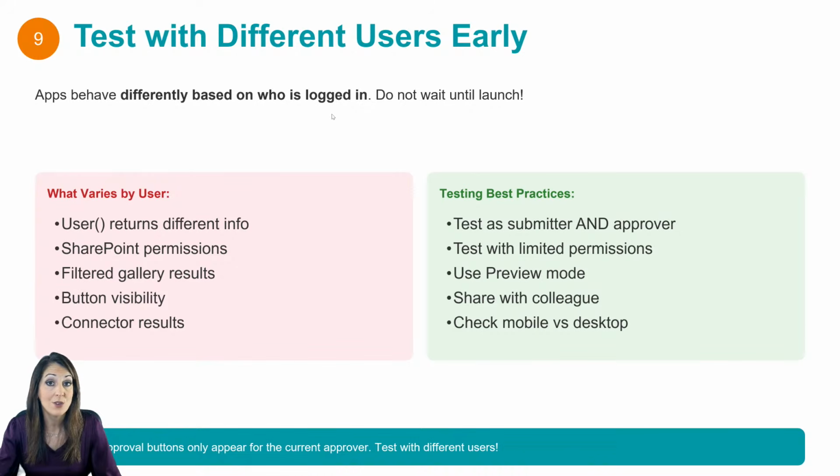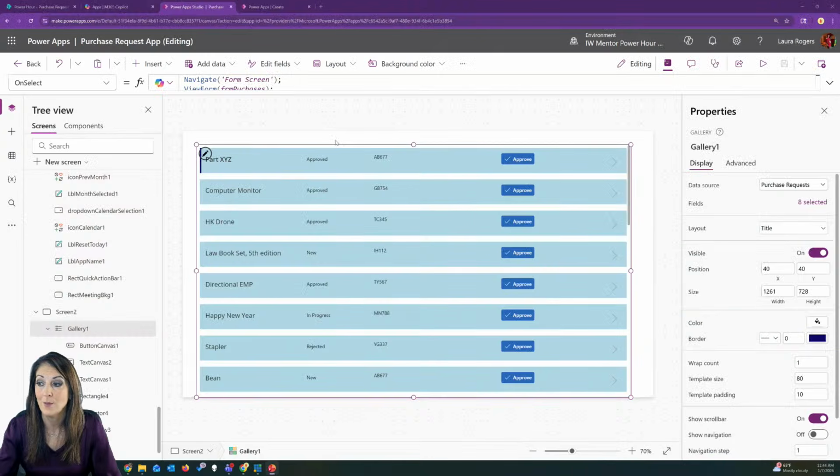And also you can try it on the Power Apps mobile app. Once you've published your app, you can test it on your phone using the Power Apps app, the Microsoft Power Apps app for your phone. You can use that to try your app out.